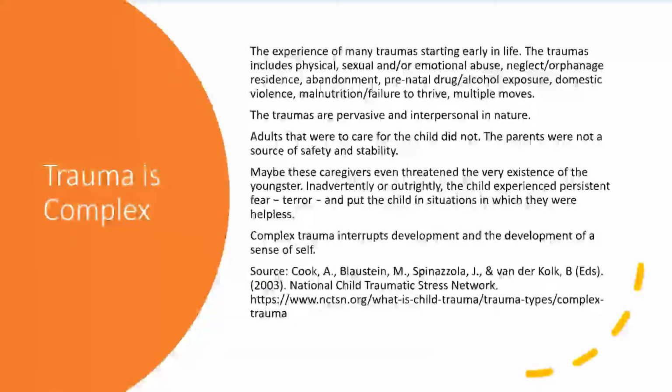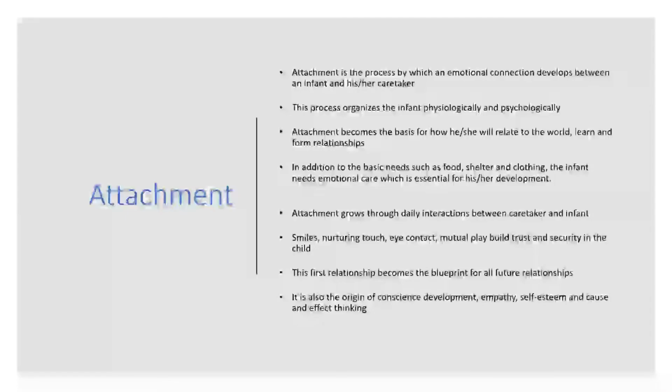There was trauma in their relationship. The relationships didn't go well. In many cases, adults that were supposed to care for them did not. Maybe those adults were not even a source of safety. Maybe they simply perceived their trauma as overwhelming or unsafe or anxiety producing. And that this trauma interrupts their development. It interrupts their ability to attach.